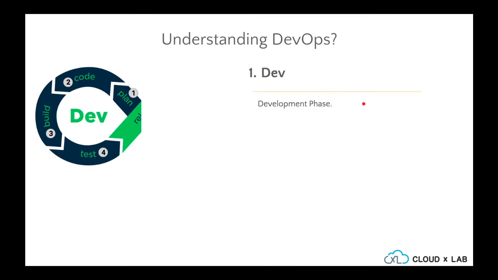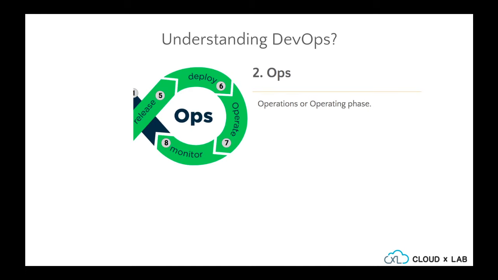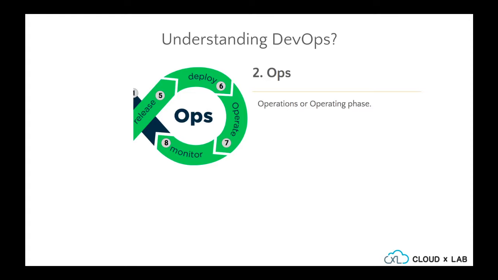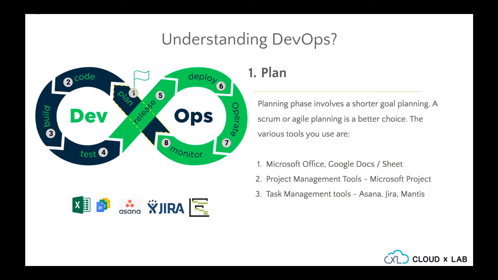Okay, so what do we mean by DevOps? DevOps has two parts. Dev as in the development phase, and ops as in operation, right? In the development phase you have planning, coding, building, testing, and in the ops you have release, deploy, operating and monitoring. So therefore we call it DevOps.